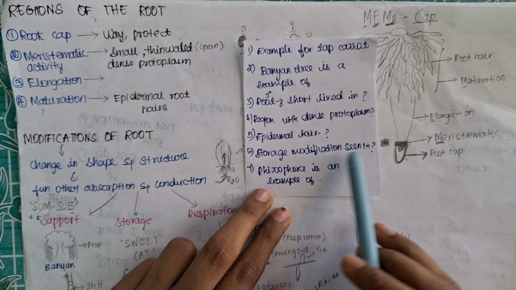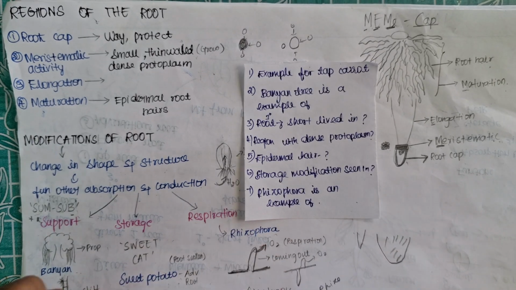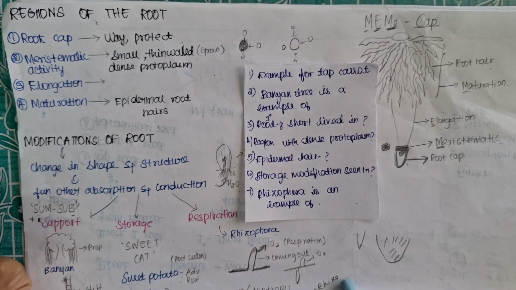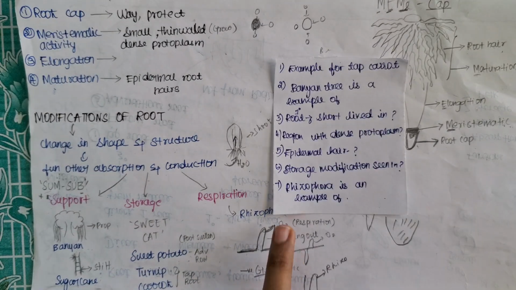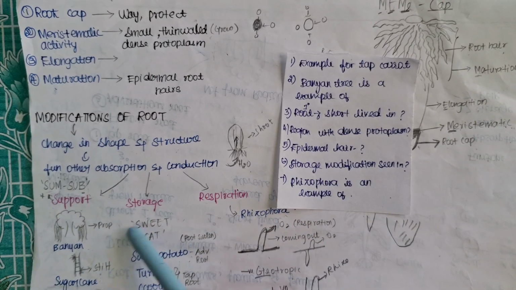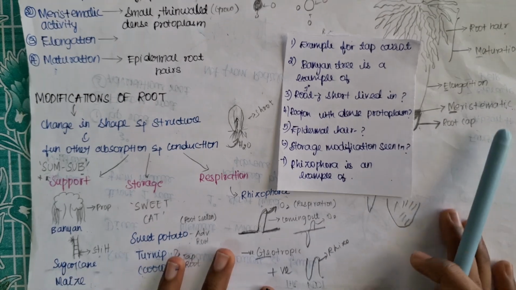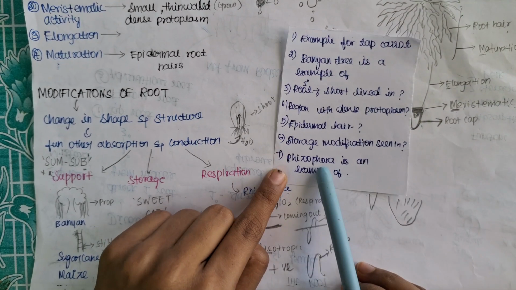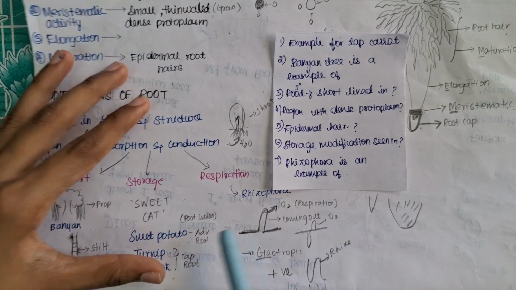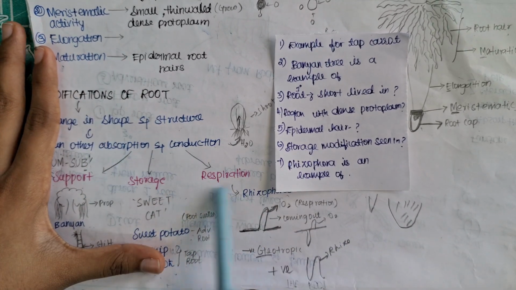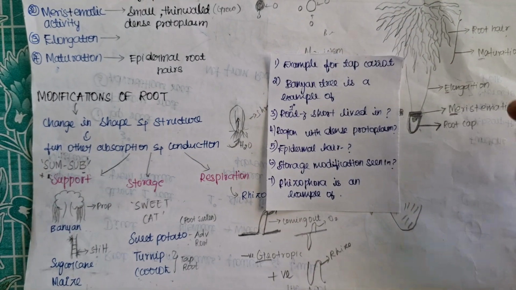Now, storage modification is seen in which plants? We have talked about this modification, right? What are the plants in which the roots are modified to give storage? We have seen sweet potato, turnip and carrot. Now the last question: Rhizophora is an example of the root which is getting modified for respiration, right? I hope you could answer all the questions.